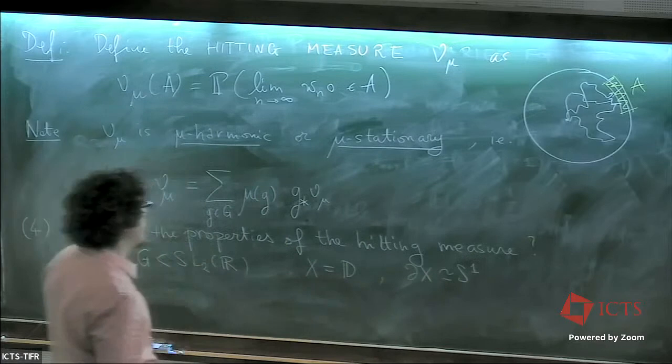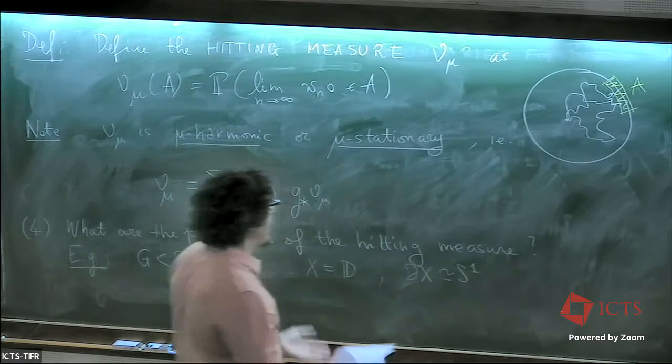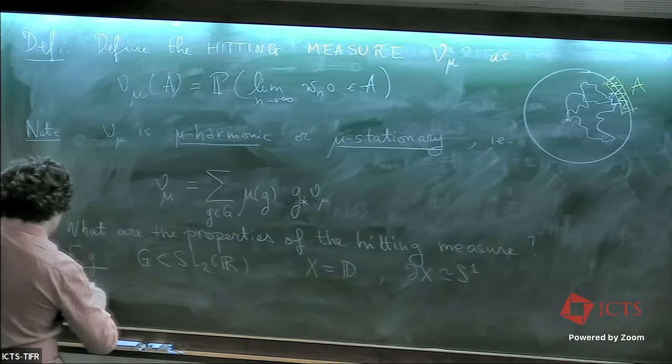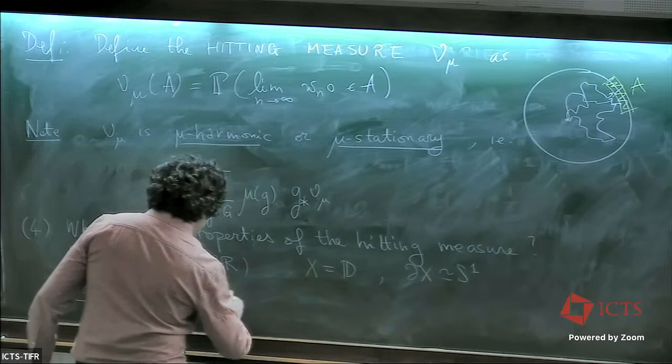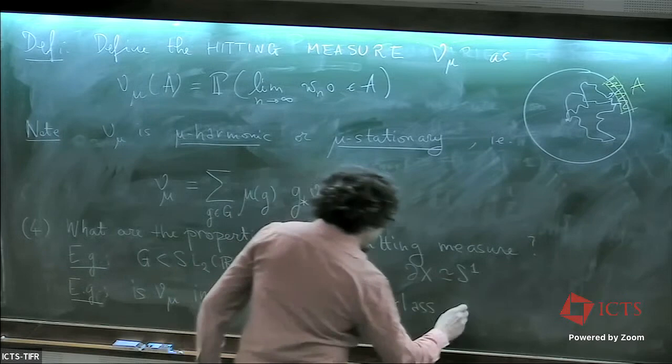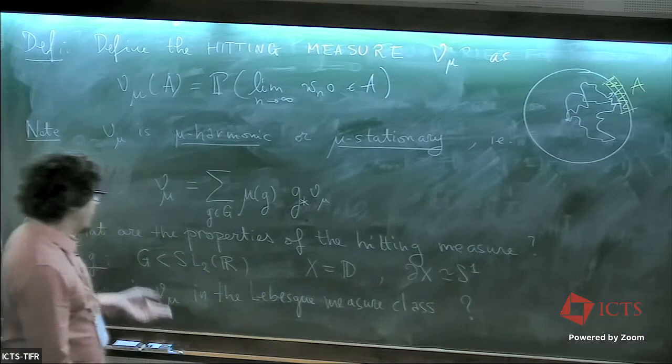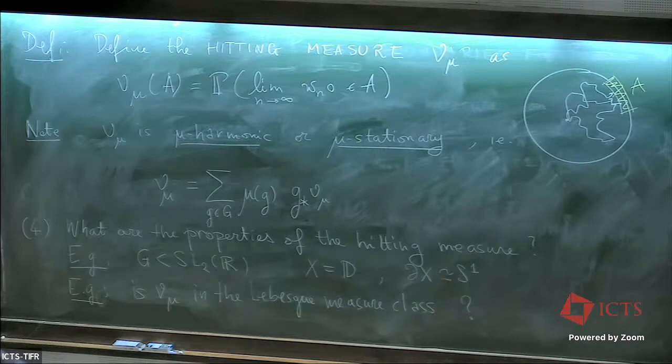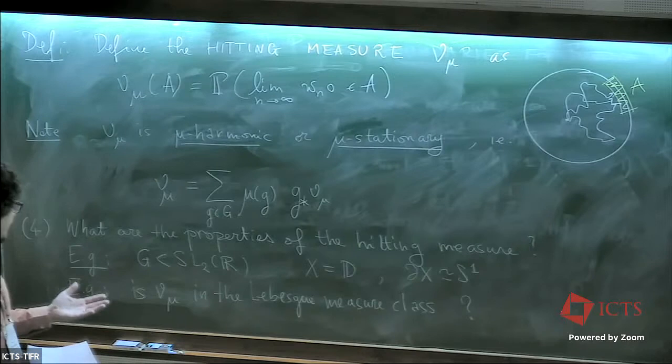And so, of course, what is the other nice measure that we have? Well, we always have the Lebesgue measure. So in particular, is nu_mu in the Lebesgue measure class? Is it absolutely continuous, or even in the same measure class as the Lebesgue measure? I say in the same class because, in fact, the Lebesgue measure and the hitting measure are either absolutely continuous with respect to each other or mutually singular, by ergodicity. So it's one or the other. And so the question is in which case it is.